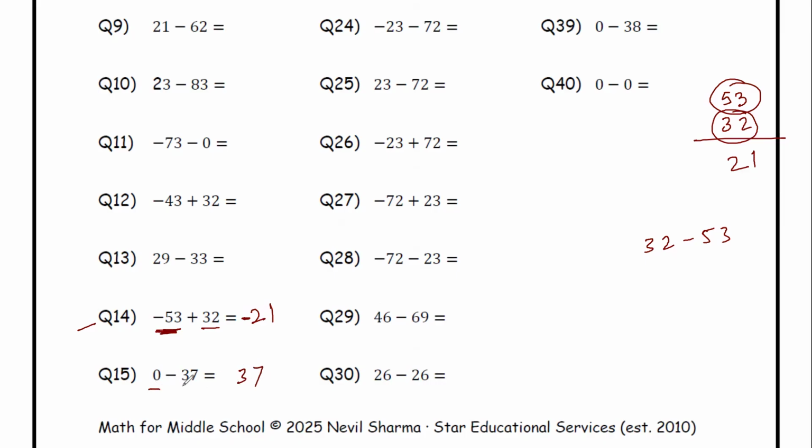This will be 37. We'll take the difference again. The difference is 37. The bigger number is 37 with a sign of negative. Therefore, the output also will have a negative sign.